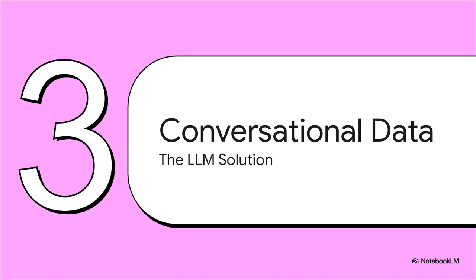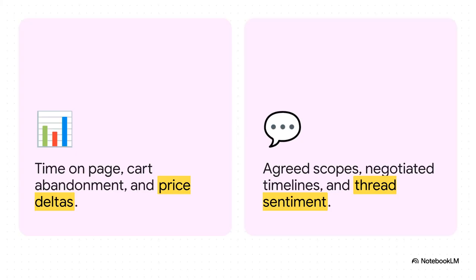Moving on to Section 3, Conversational Data, the LLM solution. Let's compare these two worlds for a second. On one side, we have nice, neat, structured signals. On the other side, we have conversational signals: agreed scopes, negotiated timelines, thread sentiment. Look, some marketplace transactions simply cannot happen without a back and forth. A question absolutely needs an answer before any trust is established.